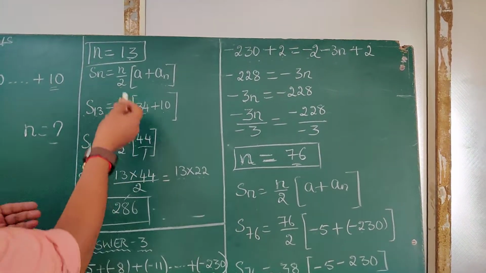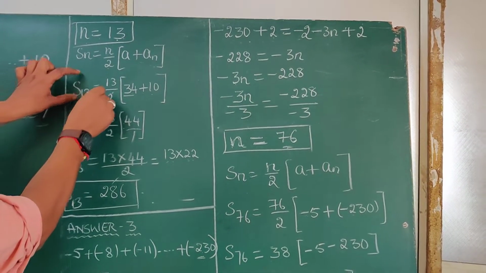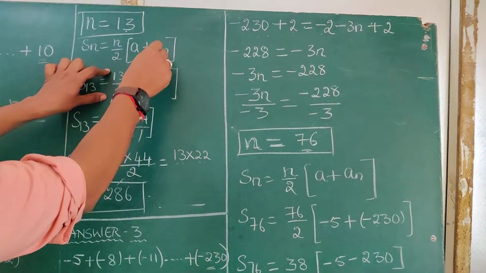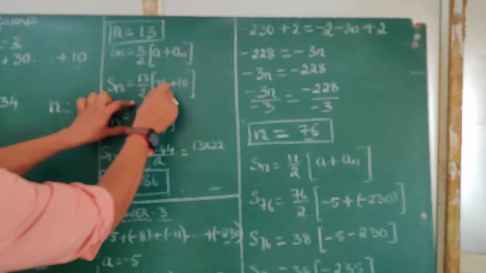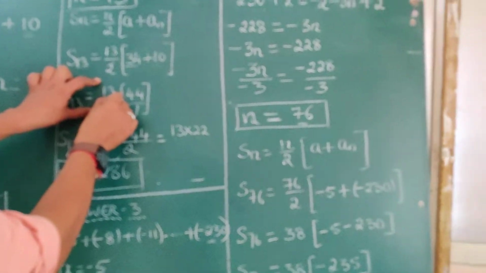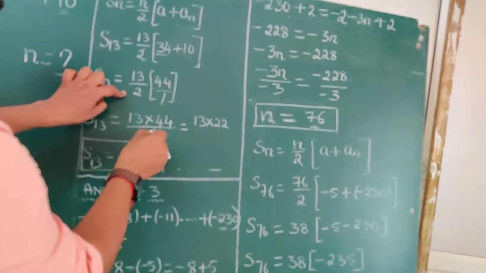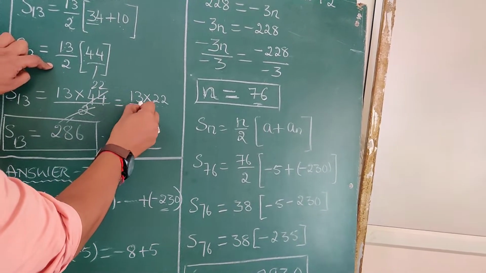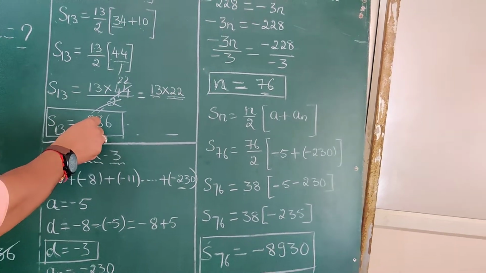Now direct substitution. n is equal to 13, so the sum of 13 terms is equal to 13 by 2, a is 34 plus an is 10. Now 13 by 2 keep as it is, 34 plus 10 is 44. Numerator 13 into 44, denominator is 2. So 22 times, therefore it becomes 13 into 22. 13 into 22 is nothing but 286.